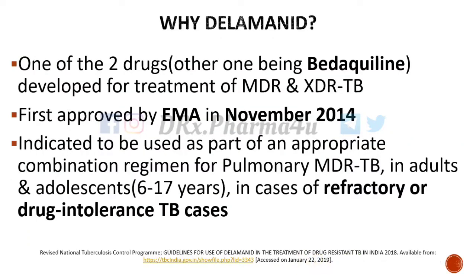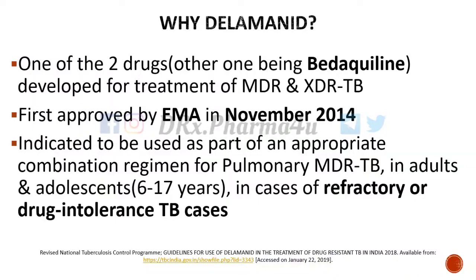Why DELAMANID? Because this is one of the 2 drugs, the other one being bedaquiline, which was developed for the treatment of MDR and XDR TB. DELAMANID was first approved by the European Medicines Agency in November 2014. It is indicated to be used as a part of an appropriate combination regimen for pulmonary MDR TB in adults and adolescents in cases of refractory or drug intolerance TB cases.